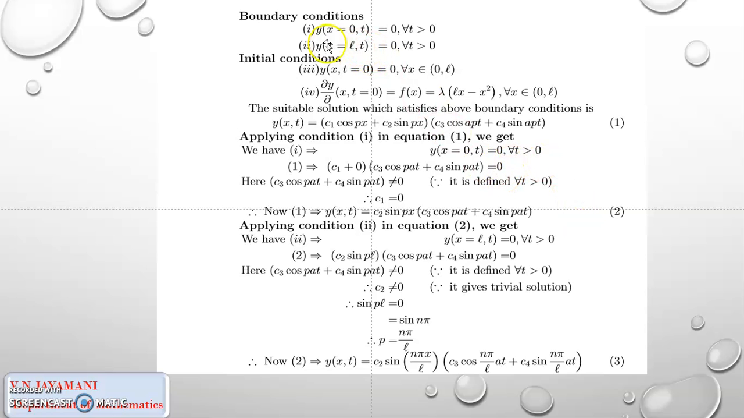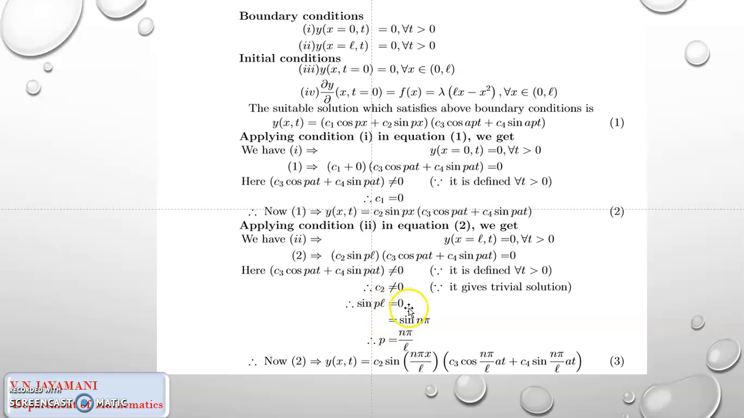Now apply the second condition in equation number 2. What is our second condition? y of L comma t is equal to 0. That is, we have to apply x equal to L in equation number 2. So we get c2 sin pL into (c3 cos pat plus c4 sin pat). Here we have to find which factor is equal to 0. We already said the second term is not equal to 0, and if we substitute c2 equal to 0, we also get the trivial solution. So the only possibility is to choose sin pL equal to 0.